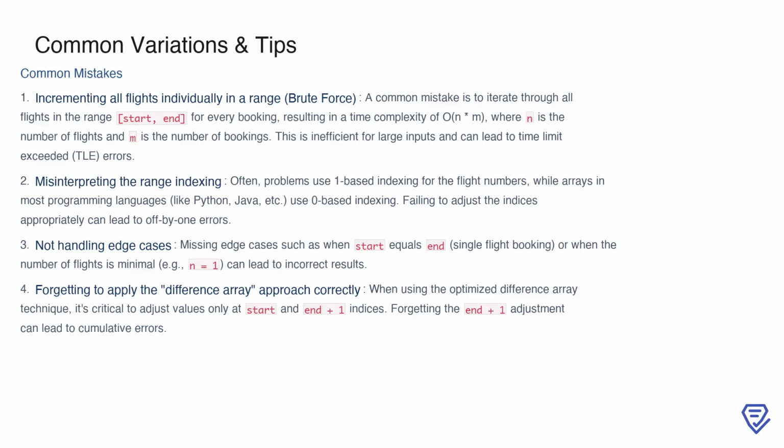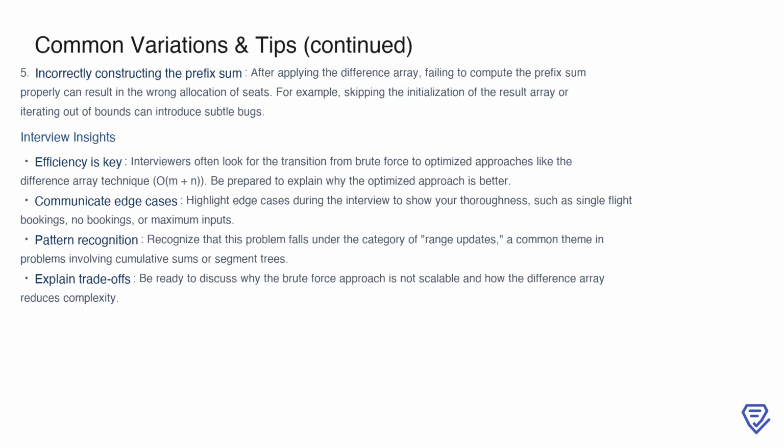Finally, when using the optimized difference array technique, it's crucial to update values at the start index and the end plus 1 index. Forgetting the adjustment at end plus 1 can lead to cumulative errors in your solution and incorrect results. Another source of bugs can occur when constructing the prefix sum from the difference array. If you fail to initialize the result array properly or accidentally iterate out of bounds, the computed seat allocations will be incorrect.